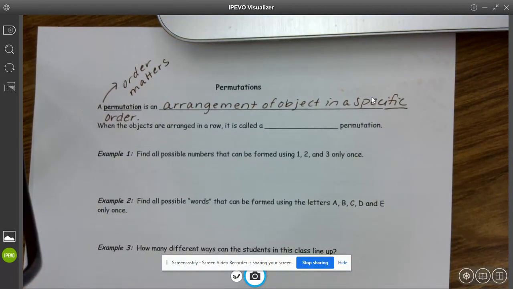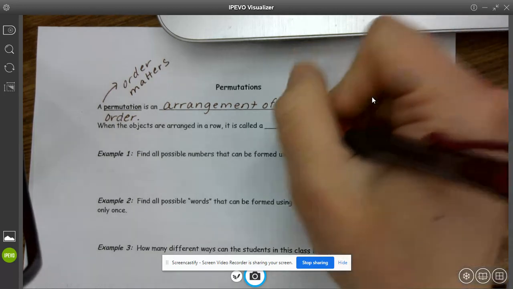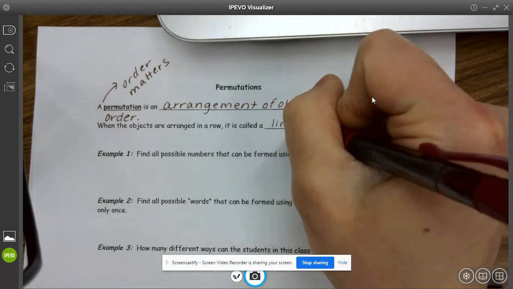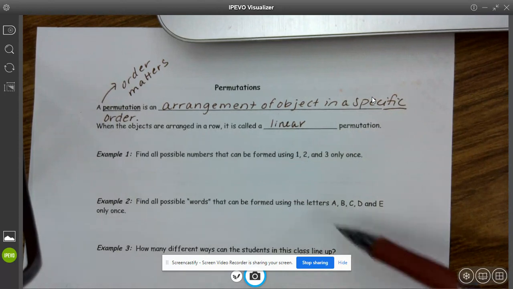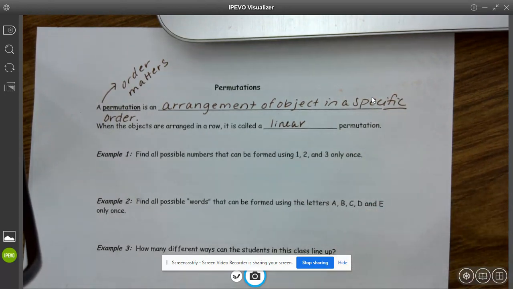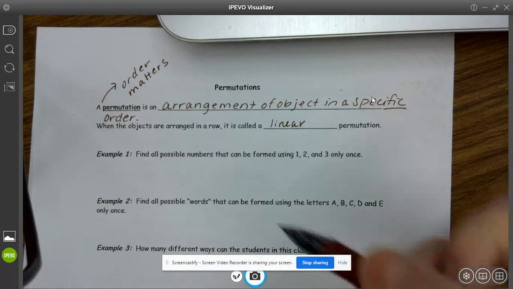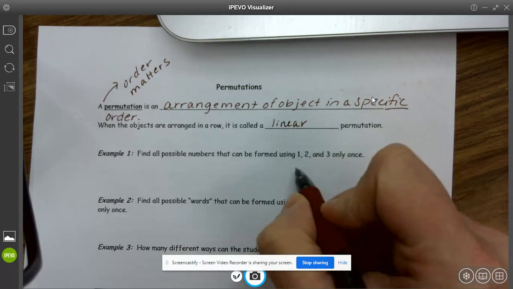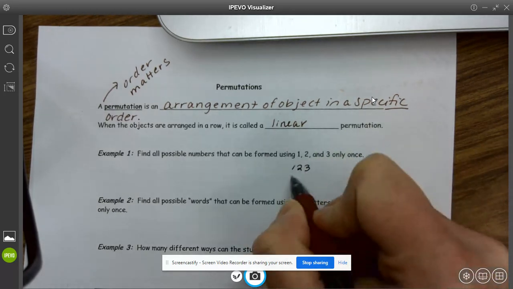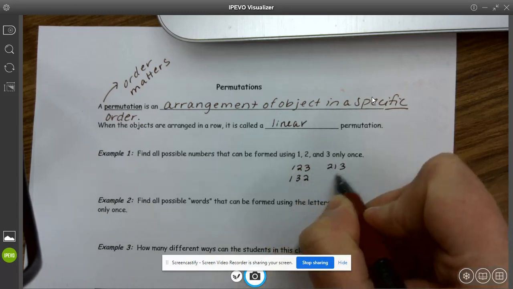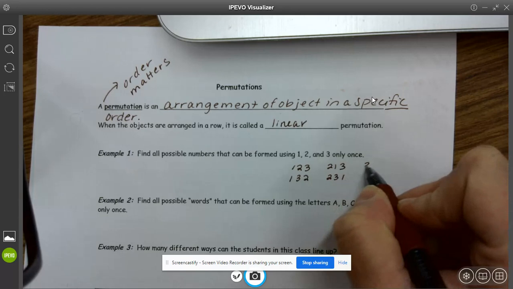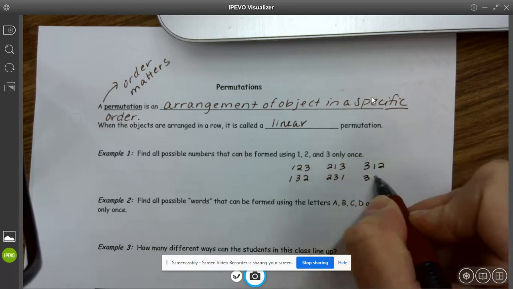Okay, when objects are arranged in a row, it is called a linear permutation. Think of a line. So we're going to talk about linear permutations here. It says find all the possible numbers that can be formed using 1, 2, 3 only once. So we have 1, 2, 3; 1, 3, 2; 2, 1, 3; 2, 3, 1; 3, 1, 2; 3, 2, 1.